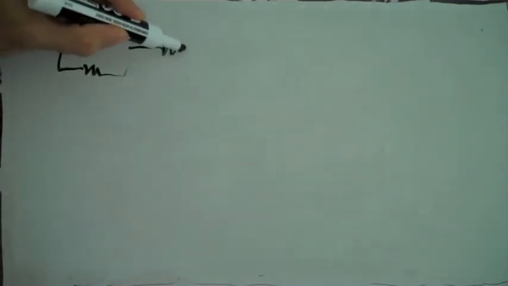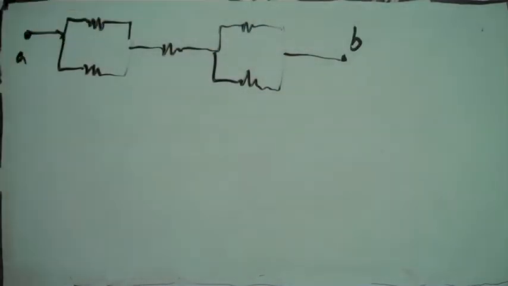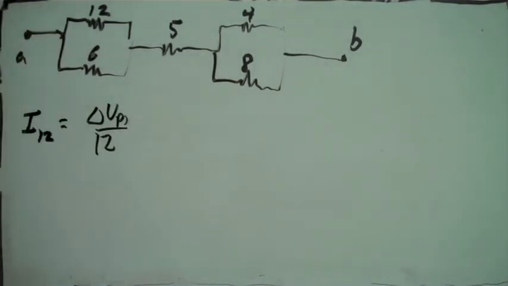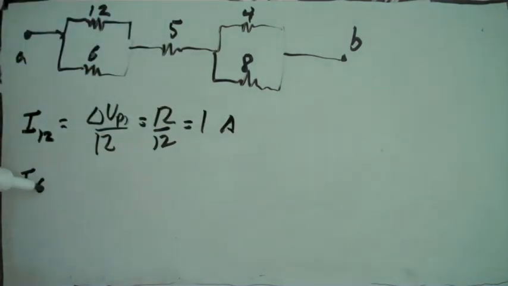So now our circuit looks like this. That's point A and point B. And these are the values of all the individual resistors. But we know now the potential difference across each section. So the current going through the resistor of 12 ohms is just the potential difference across the resistor divided by its resistance. And it gives us a value of 1 amp.